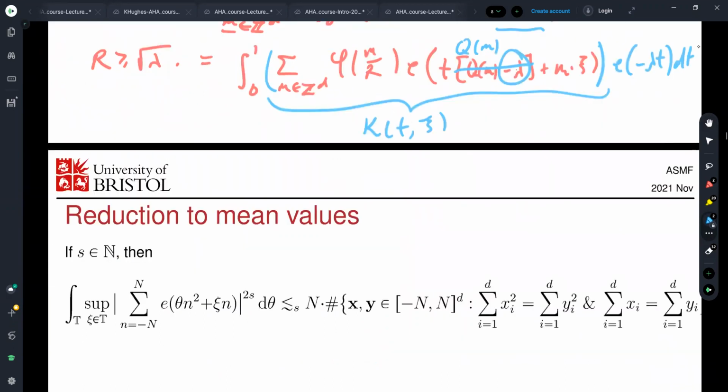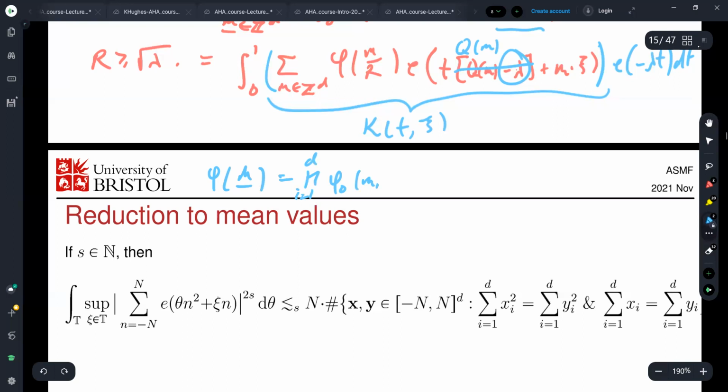Before, at least in the proof for the Hartley-Lewis theorem, remember that I chose phi to be a tensor product. So phi of a vector was equal to a product over each of the coordinates of some one-dimensional phi, phi naught of m, right? And so I still want that here. That's useful for us. And what that allows me to do is split up this K_t right here, because the q of m also has a tensor product structure. It's a sum of squares, which interacting with the e turns into a product. And the same thing happens with this dot product here.